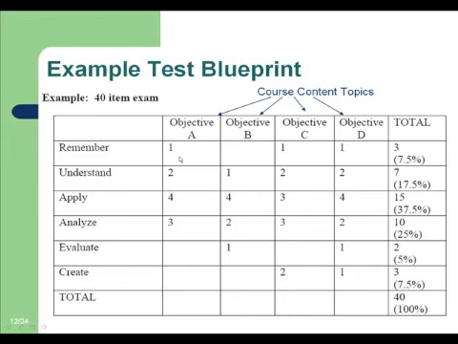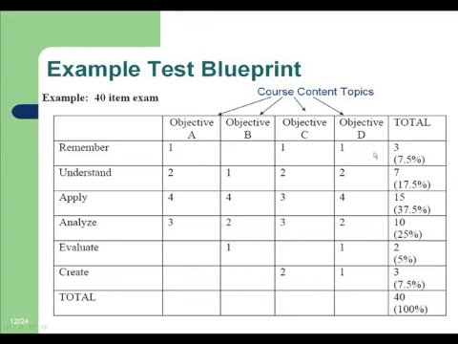The numbers in the cells represent the numbers of test questions that assess a course objective at each different level of the taxonomy. So for objective A, you see there's 1 question that just is a remembering question, 2 about understanding, 4 that asks the students to apply their knowledge, and 3 that asks them to analyze. And this is done for all of the test questions.